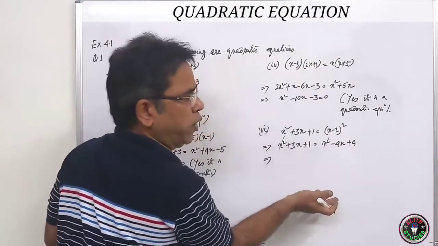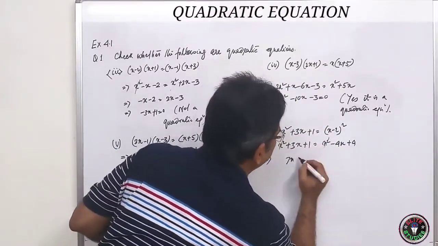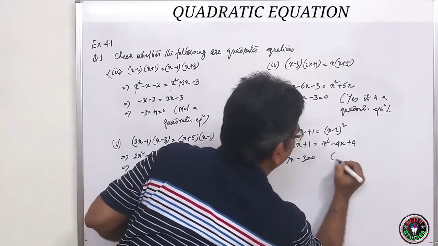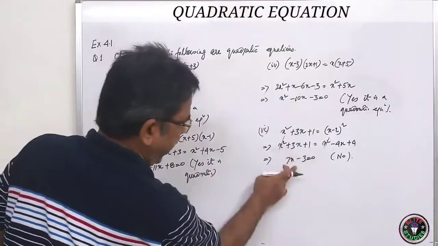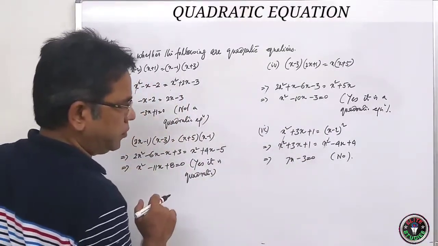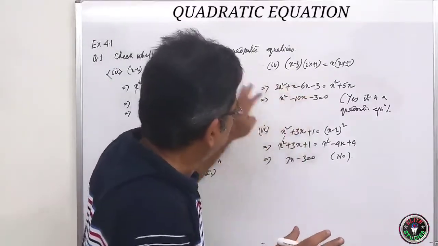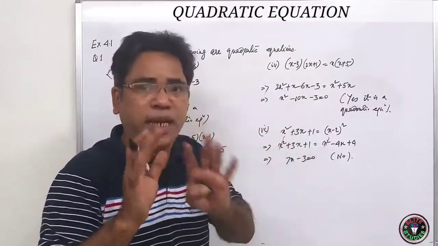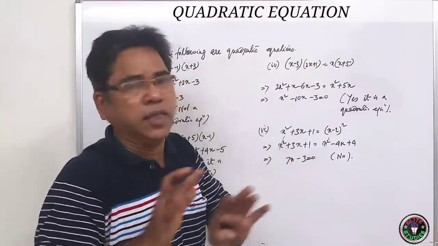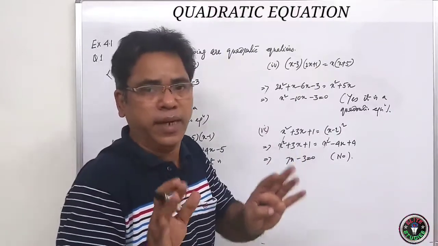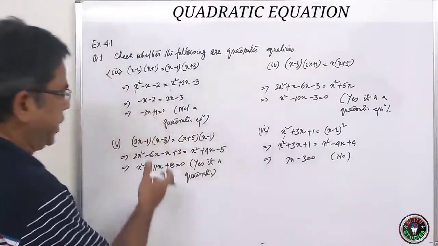So no need to go further, but okay, 4 plus 3 is 7x, and minus 3 is equal to 0. No, it is not a quadratic equation. Why? Because the x square term is not there. So the bottom line is that for such type of questions, if the x square term vanishes, then it is not a quadratic equation. Clear? So you can take a screenshot here.